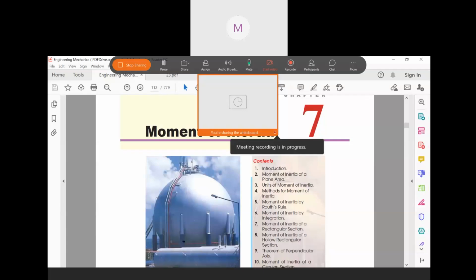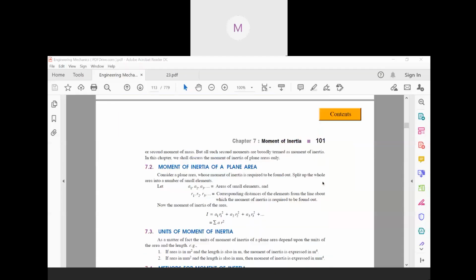Can you see my screen? Can you see the screen? Yes, sir.